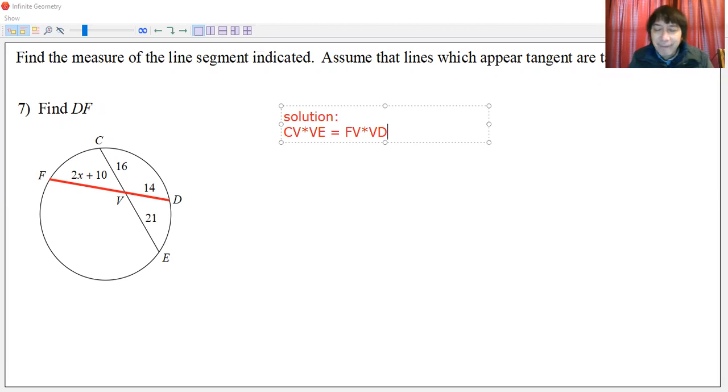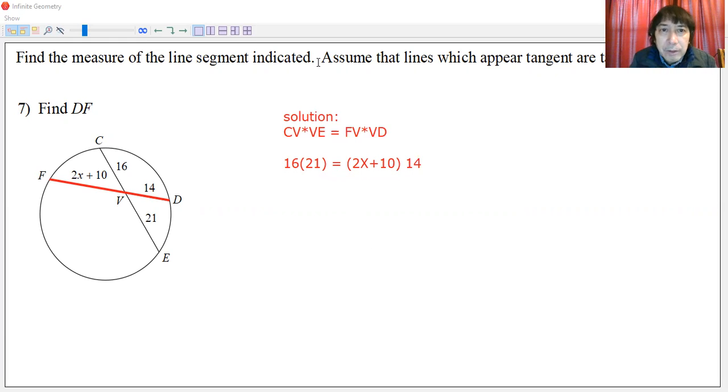Now we will make use of the equivalents of these segments. CV happens to be 16, and this will be multiplied by the other segment, 21. This is equal to the product of FV, which is 2x plus 10, multiplied by the remaining part, 14. So this will be our working equation.